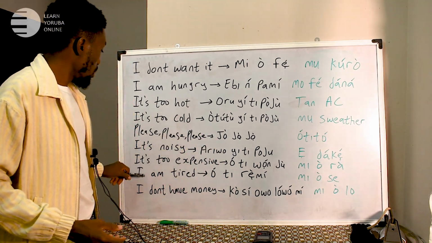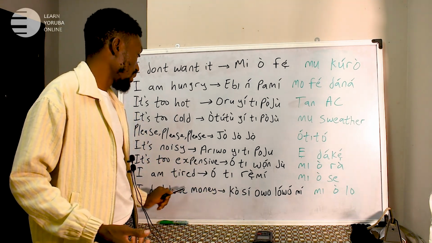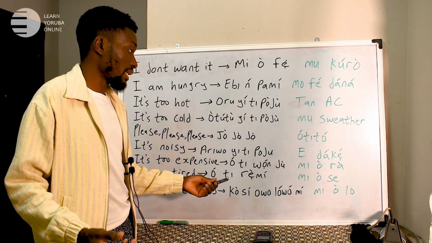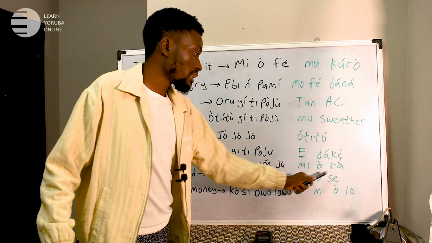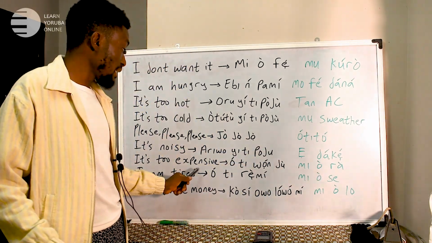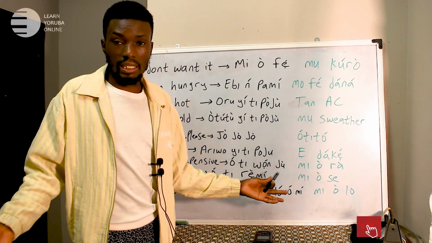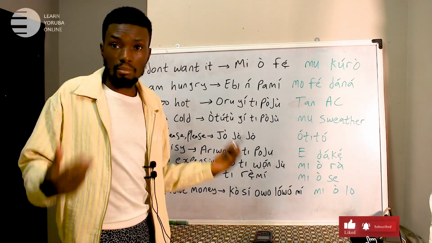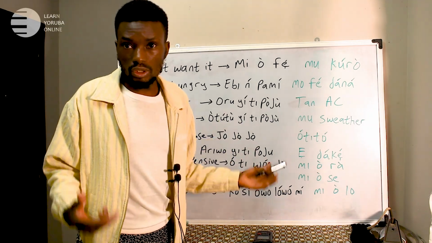So I am tired, o ti re mi. Re means to be tired. So you can now just conclude it, you can add something, mi o she, it means I'm not doing. So I'm tired, I'm not doing, o ti re mi, mi o she. Maybe someone wanted you to do something and then you say I'm tired, o ti re mi, mi o she, I'm tired, I'm not doing. Mi o she is I'm not doing.